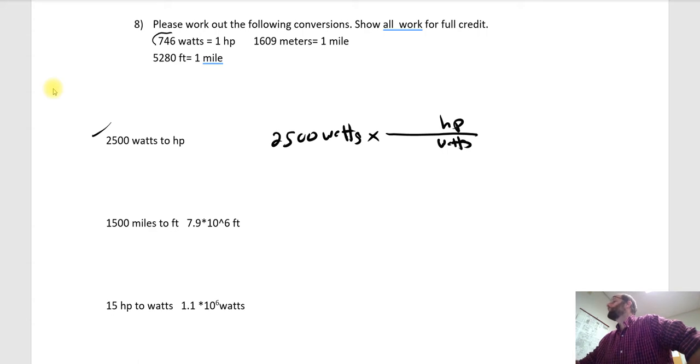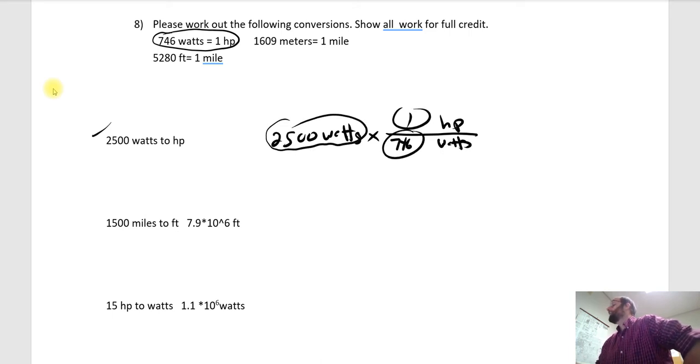Then you look for your conversion factor. There's 746 of these in one of these. And then 2,500 times 1 divided by 746, that is some number now in horsepower. So make sure that you write those out for the rest of these, and I see that I have answers here for some of these for you too, so you'll know if you're doing it right.